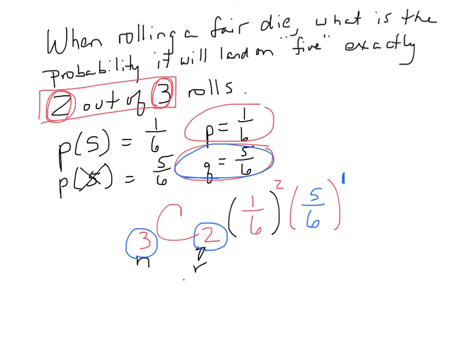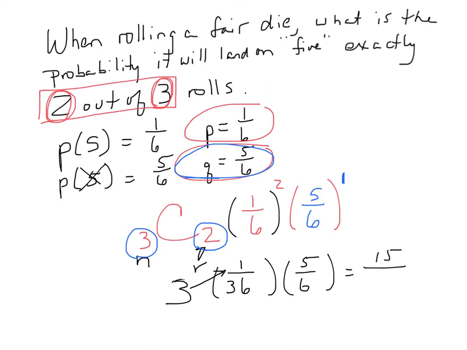So when I do calculate this now, 3 choose 2, turns out to be 3. And then 1/6 squared is 1 over 36. And 5/6 to the first is just 5/6. So again, when we multiply, remember the 3 goes to the numerator. This gives me 15 over, let's see, 36 times 6 will be 216. And this is going to be the probability. Okay, so hopefully that makes sense. And like I said, we'll be practicing in class.